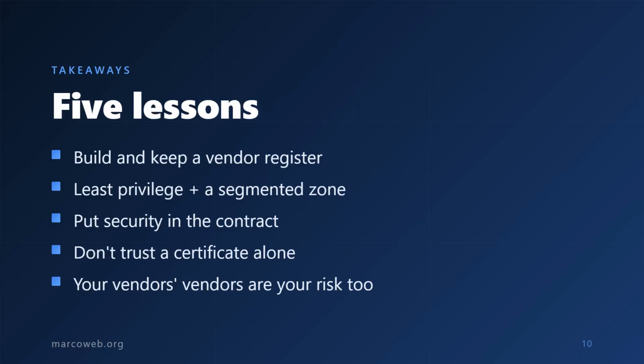There are 5 key lessons. First, build and maintain a vendor register, it is the foundation of the program. Second, enforce least privilege and place vendors in a segmented zone with no lateral path. Third, make security a contractual obligation to ensure accountability. Fourth, do not rely solely on certifications. A SOC 2 report is a snapshot, not a guarantee. Fifth, vendors can introduce risk to your organization. Third-party risk remains your risk.